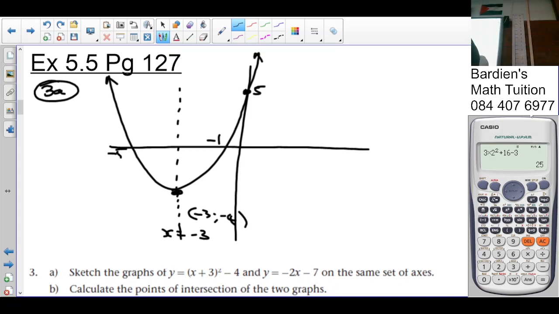Okay, but anyway, that is the equation of the parabola. I'm just going to label it there: y is equal to (x plus 3) squared minus 4. Then you have the straight line, which is y is equal to negative 2x minus 7. Your y-intercept is negative 7, which is lower than that turning point there, and your x-intercept is negative 3.5. So it's going to cut approximately there.